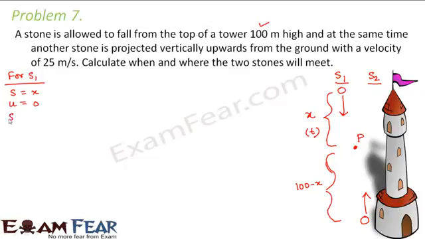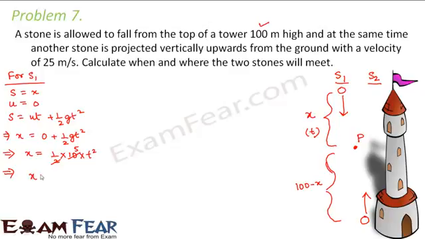So now we can write the second equation of motion as S is equal to ut plus half gt square. Here g is positive because the stone is falling down. So in this we can put this value. This becomes x is equal to 0 plus half gt square. Let us take g as 10 meter per second square. So this will be 10 into t square by 2, so 2 fives are 10.